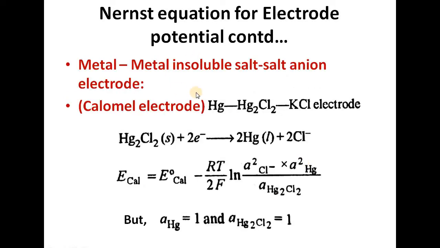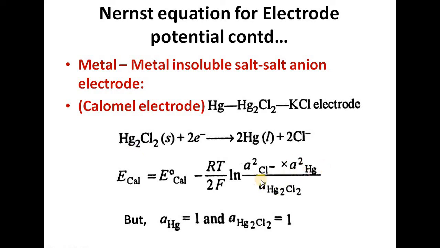The next one is the Nernst equation for metal insoluble salt anion electrode. So we are taking here the example of calomel electrode, and the reduction half cell reaction taking place at the calomel electrode is this. We have already gone through this reaction. Now applying the Nernst equation to this reaction, the electrode potential of calomel electrode will be equal to the standard electrode potential of calomel electrode minus RT by 2F, as 2 electrons are involved here, log natural activity of chloride ion square into activity of mercury square divided by activity of mercurous chloride.